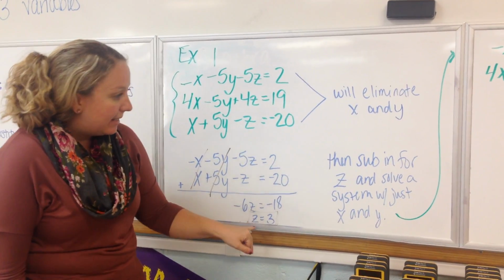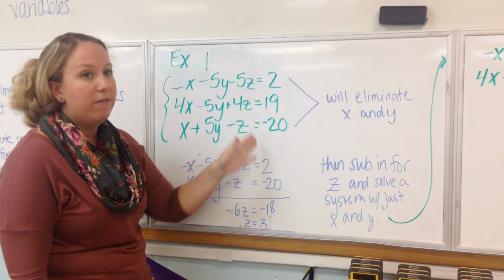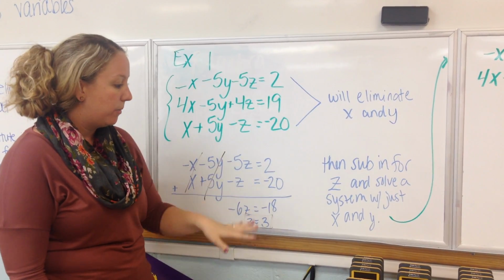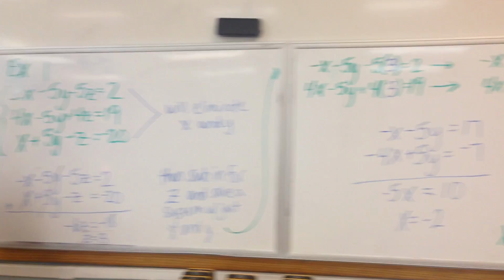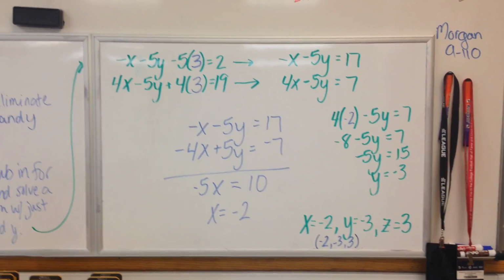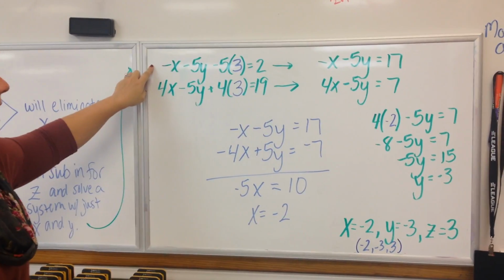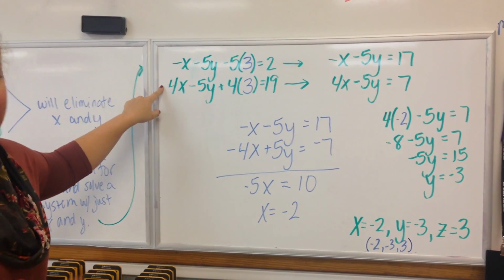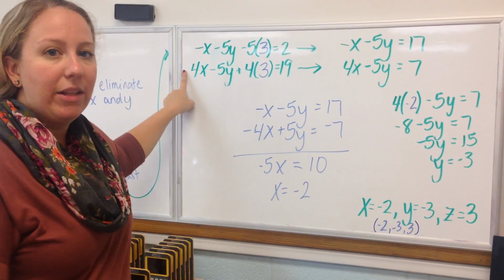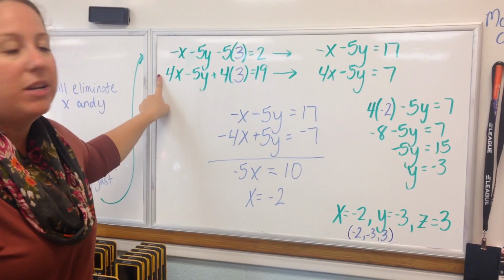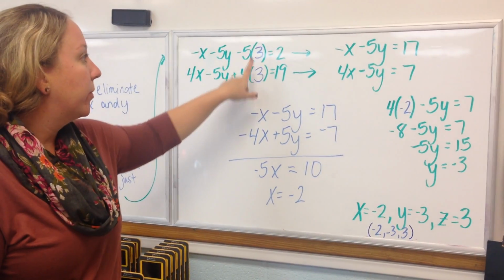Then I'm going to take that z and substitute it in for z in any two of these three equations and solve the system with just x and y using elimination. So plugging in for z, I'm going to take my first two equations. It doesn't have to be your first two equations. It could be your second and third equation, or your first and third equation, but this time we're using the first and second equations. Plugging 3 in for z.